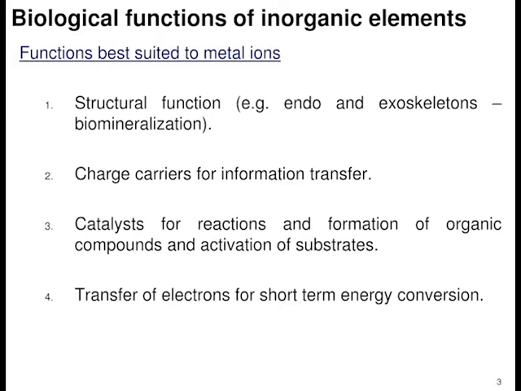Being a Lewis acid, it can bind to your substrates. In most cases you will see that on binding to the substrate, it will activate the substrate for transformation reaction. It will make it more reactive. Transfer of electrons for short-term energy conversion refers to your iron cytochromes, which are found in the electron transport chain. You will cover how you can generate energy, ATP, through the ATP pump. Electrons are transferred, and eventually this is used to generate energy. Any questions?